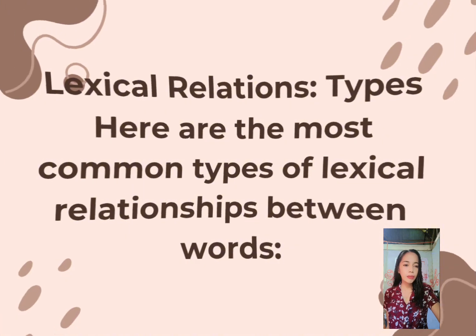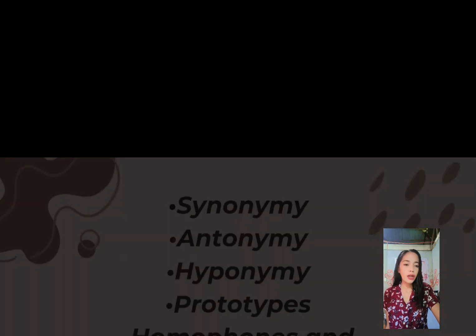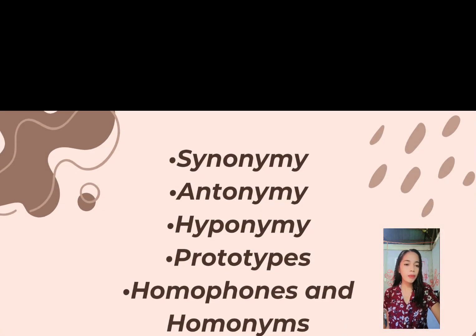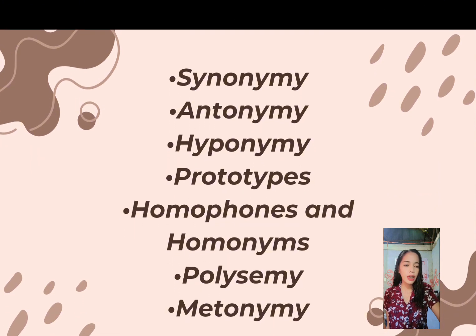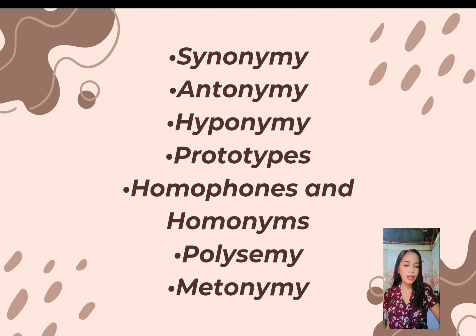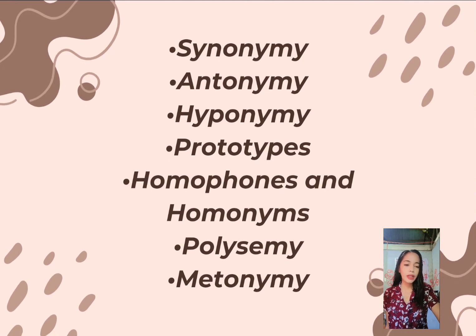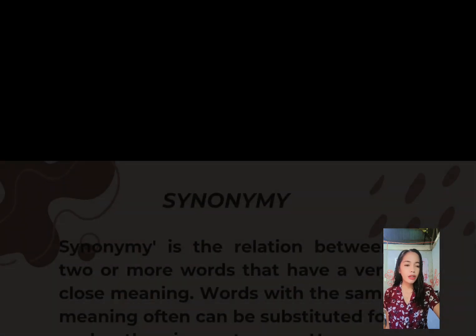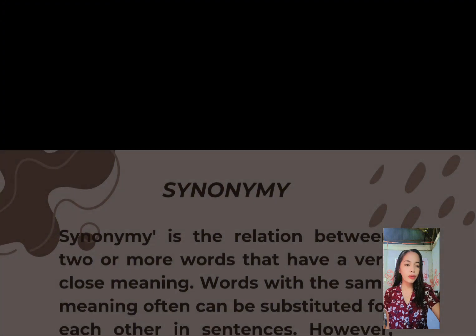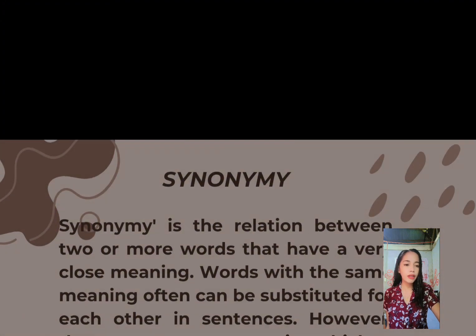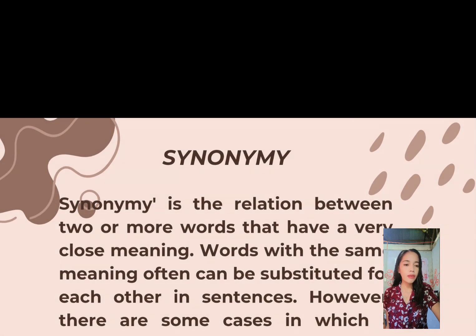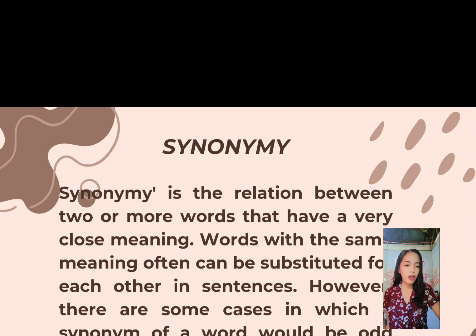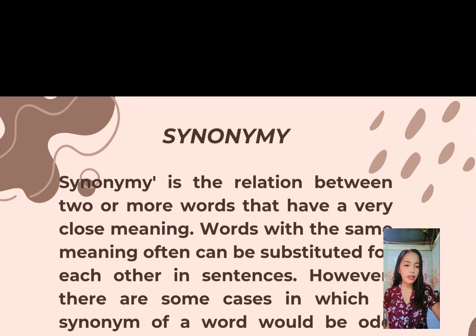Here are the most common types of lexical relationship between words: synonymy, antonymy, hyponymy, prototypes, homophones, homonyms, polysemy, and metonymy. Synonymy is the relationship between two or more words that have a very close meaning, with the same meaning. Often they can be substituted for each other in a sentence.